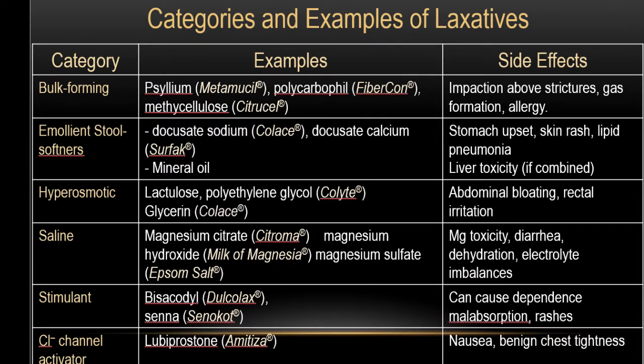Categories and examples of laxatives, there are so many. We like the bulk-forming laxatives like polycarbophil, fibercon, very famous. We also use docusate sodium and docusate calcium. We can use lactulose, which is a sugar, so pay attention to using lactulose in diabetic patients. Magnesium citrate, magnesium hydroxide, the milk of magnesia, very famous laxatives. Bisacodyl and senna, very strong stimulant laxatives.